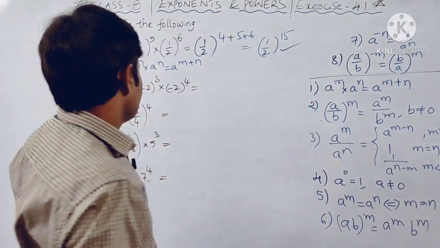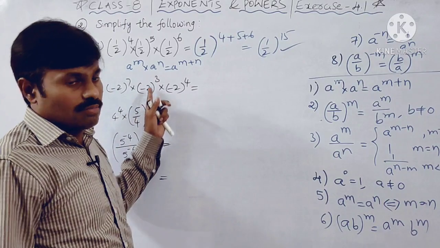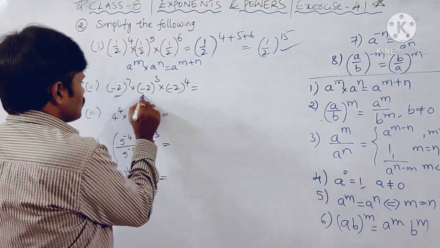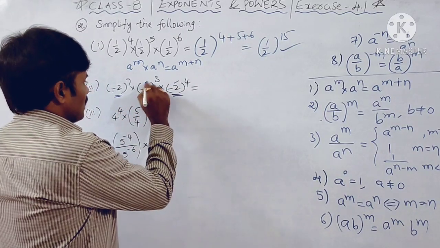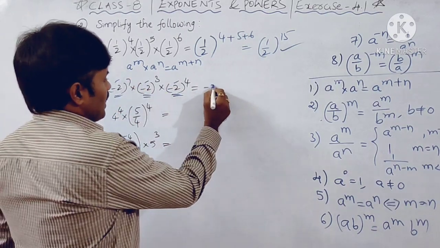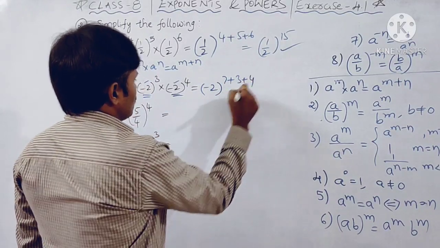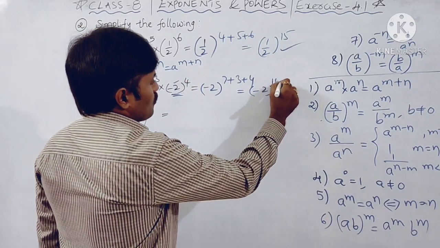So next one, that is (-2)^7 into (-2)^3 into (-2)^4. Here also the bases are the same: -2, -2, -2. Since the bases are the same, the powers must be added. So what are the exponents? 7 plus 3 plus 4, how much? (-2)^14.